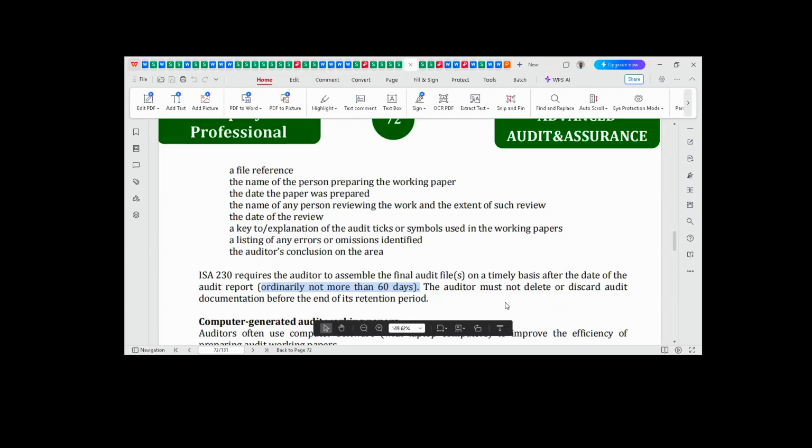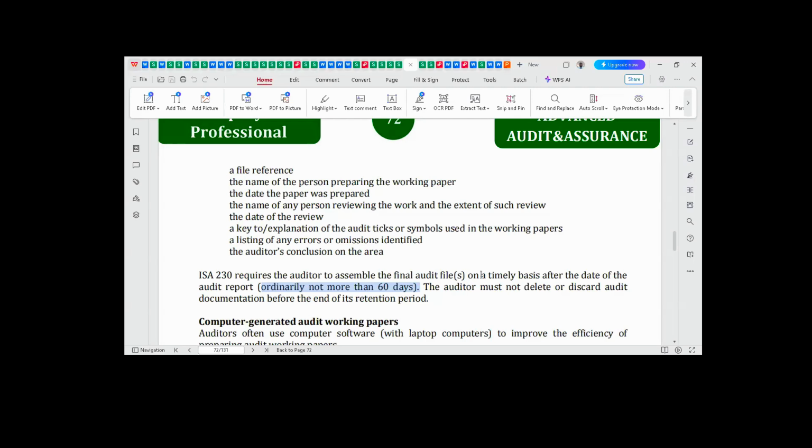Okay? And like I said, audit documentation should never be deleted. You cannot delete it. They will be kept forever. Because they were paper at that time, what you need to do now is upload them into the cloud server, so that at any time the client can call for it.